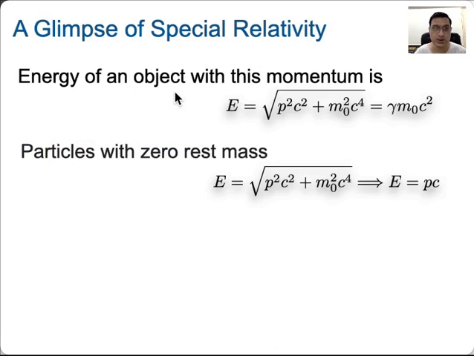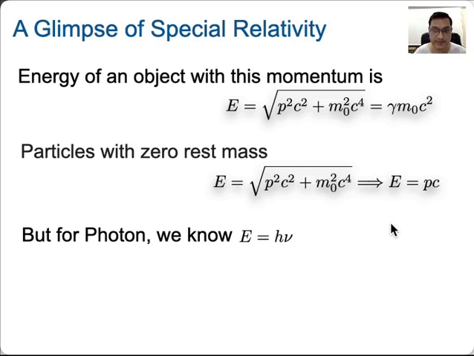So what we have concluded till now is that the energy of an object with this momentum within special relativity is E is equal to square root of P square C square plus m0 square c to the power 4. And if the particle has rest mass 0, which is the case of a photon, then the total energy is Pc.